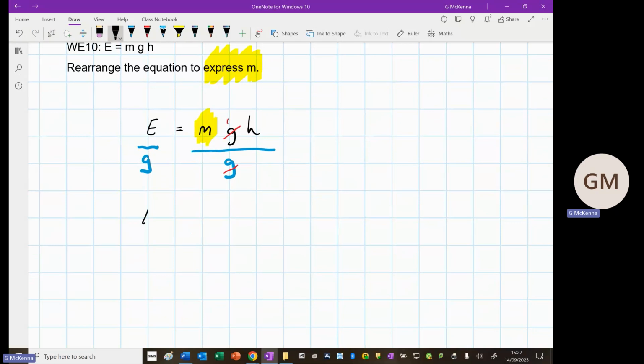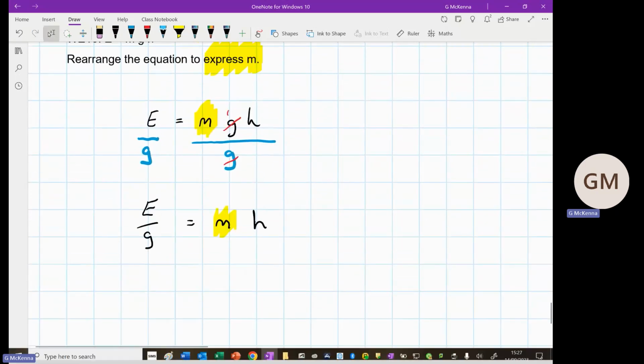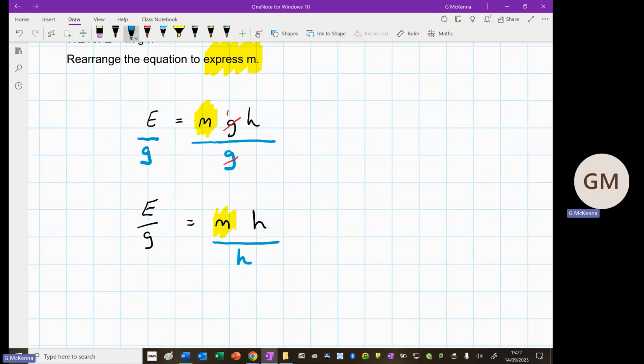So the equation then just reduces down into E divided by g is then equal to m times h. Again, look, we're looking to express m, so we still want to leave the m there on the right hand side. And what we want to then try and eliminate on the right hand side, of course, now is h. So if we then divide the right hand side by h, of course we must also divide the left hand side by h as well.